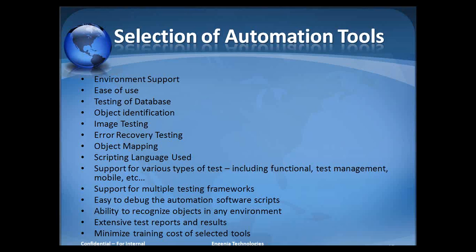Then object identification. Can it identify all the objects? Because there are some older tools which are not able to identify the objects of, let's say, jQuery or maybe HTML5. We have some new objects which are not identified with the old tools. Then image testing. This is gaining importance nowadays when we are very much concentrating on the graphical user interface. So this is an important factor that we should consider in testing, that is image testing.